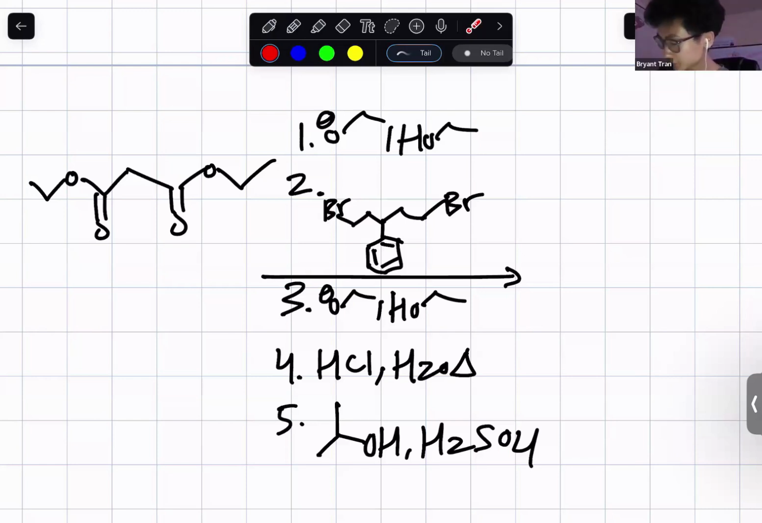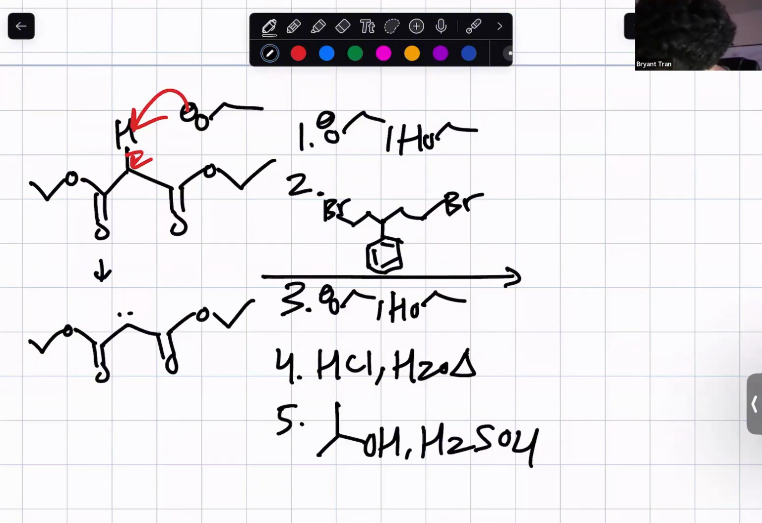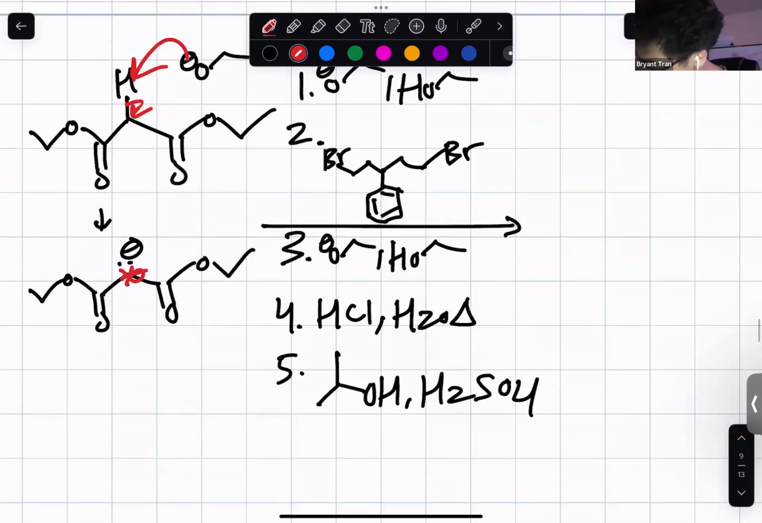Okay, so first step, deprotonate the alpha carbon, create a negative charge there. So you guys got that so far? That's my starred carbon. This star carbon here is going to attack this dot carbon, kick out the leaving group to give us this intermediate right here.